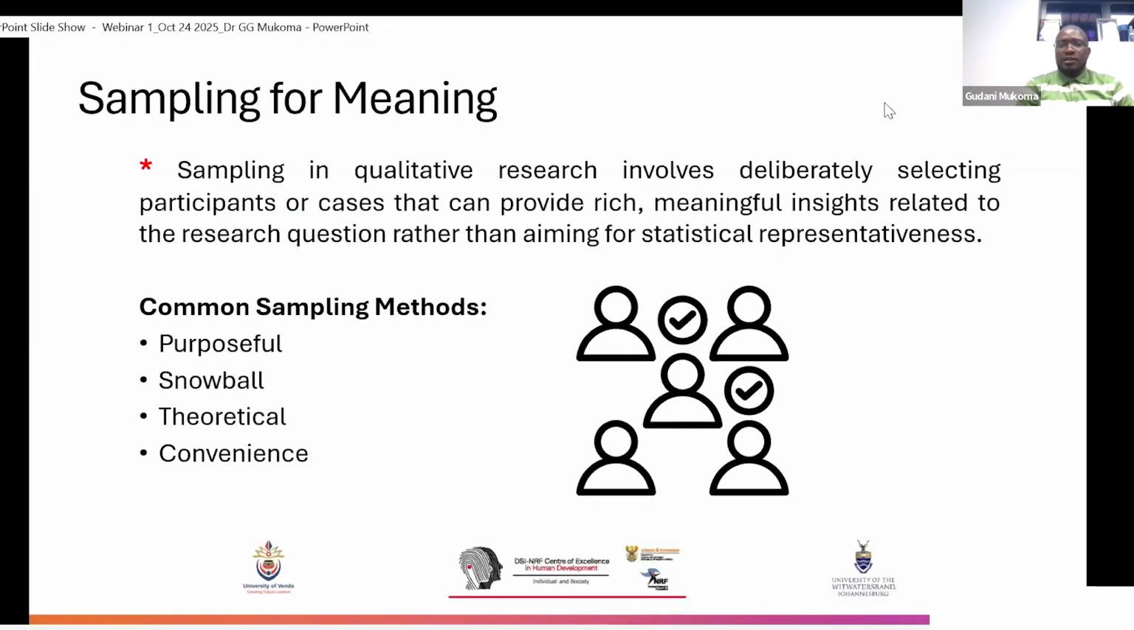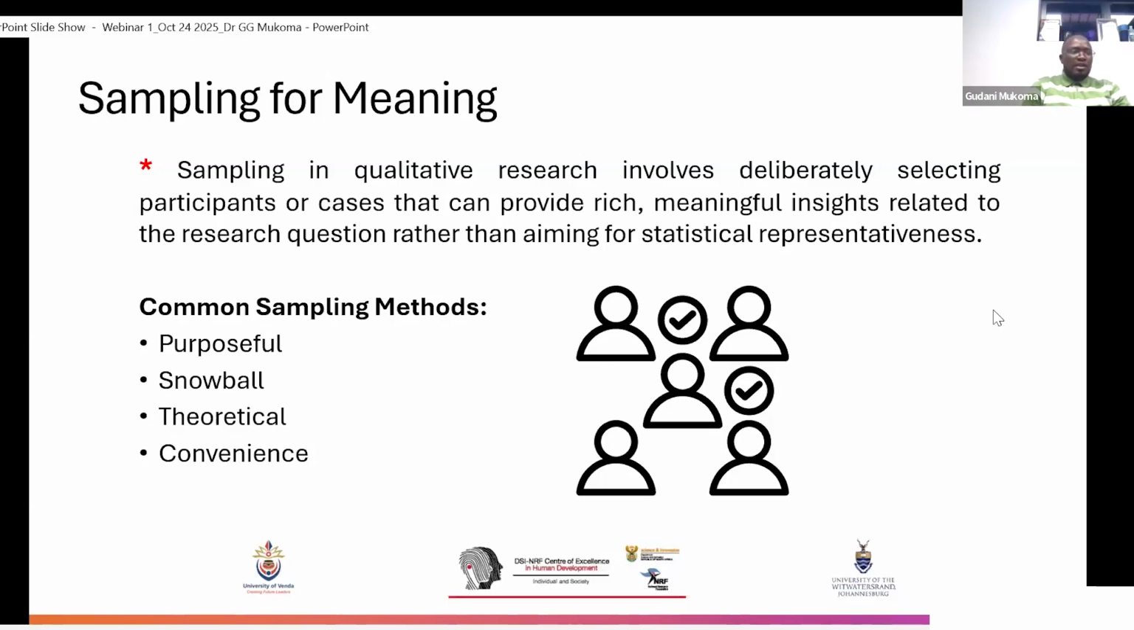And it's very important to know that sampling in qualitative research involves deliberately selecting participants or cases that can provide rich, meaningful insights related to the research question, rather than aiming for statistical representativeness. And this is what I was talking about earlier when I answered the previous participant. So here the focus is on the meaning of the data rather than the representation. So there are different ways that we can capture this meaning of data, and that talks about the sampling methodology that we can adopt.